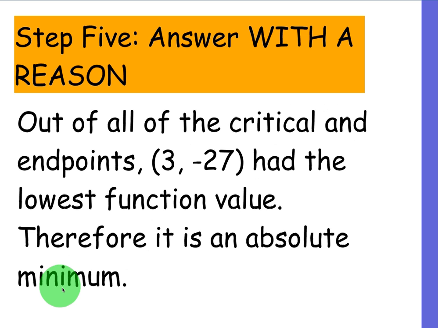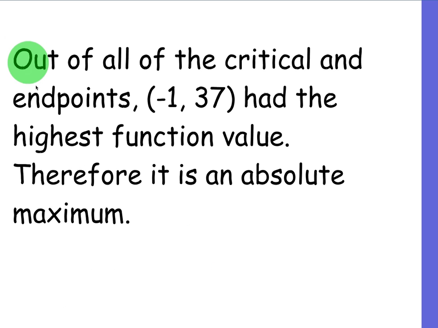And again, our reason is important because absolute min and max occur only after we compare our critical and endpoints, and we find, in this case, the smallest y value. So we know it is our absolute minimum. Out of all the critical and endpoints, (-1, 37) had the highest function value. Therefore, it is an absolute maximum. So again, we've shown that absolute extreme points can only occur at endpoints or critical points. And so we give that in our reason to be sure that we found both an absolute min and max.